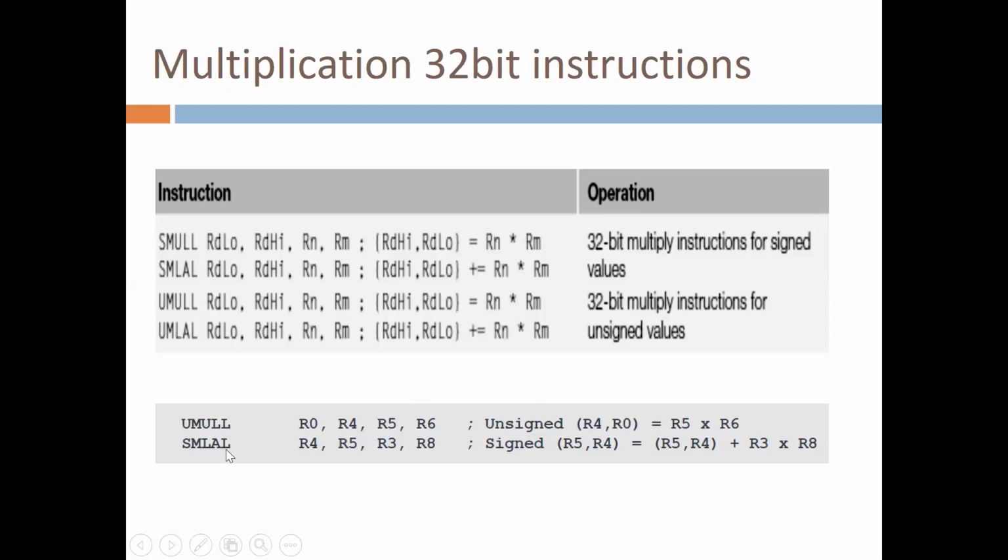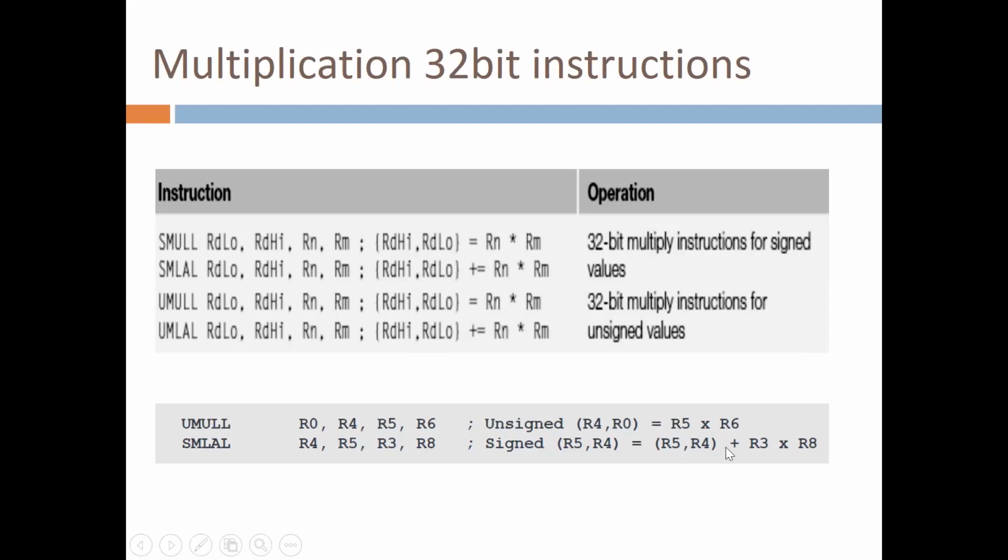First one is multiplication, second is addition. Okay, so let's see the registers operand fields here. RdLo is R4, RdHi is R5, Rn is R3, and Rm is R8. So what is the first operation? Source registers will be multiplied. So R3 content and R8 will be multiplied, and you will get a 64-bit result. That 64-bit result will be added with the content of R5 and R4.